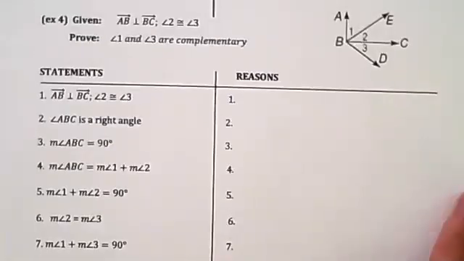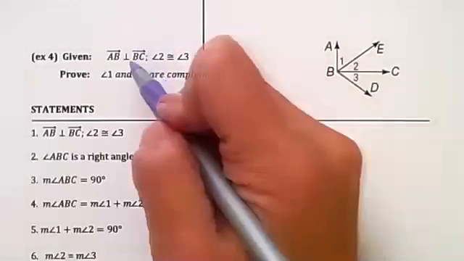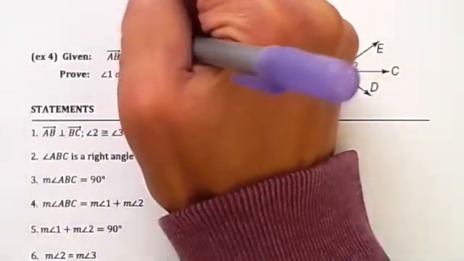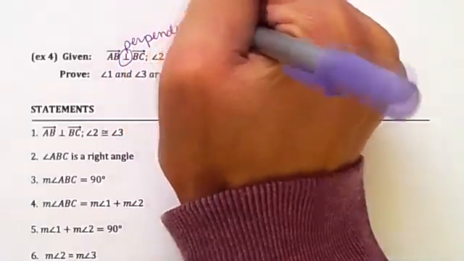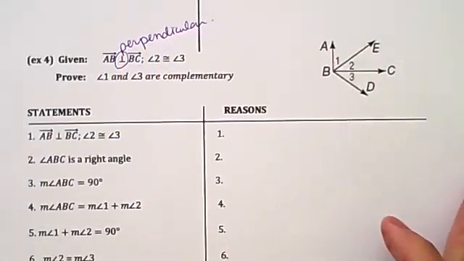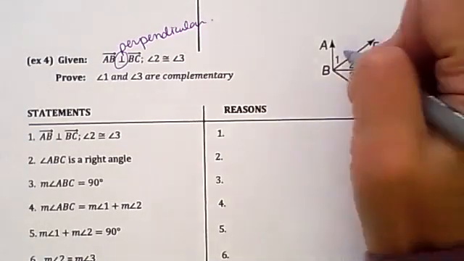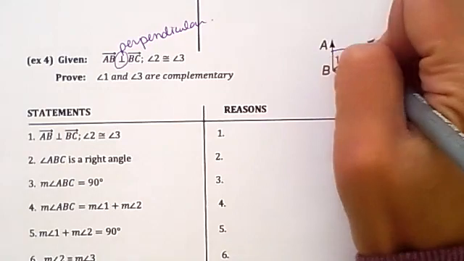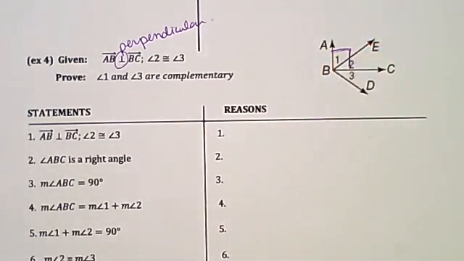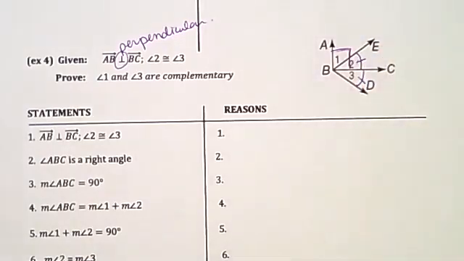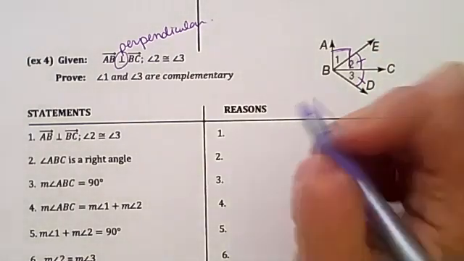So this one involves, see this upside down capital T, that means perpendicular. So we're doing example 4 now. So that means perpendicular, which means you have right angles. So if you look at this picture here, it says AB is perpendicular to BC. So that would mean that this is a right angle, ABC. And then we're also told that 2 is congruent to 3. So we can mark those in the picture.